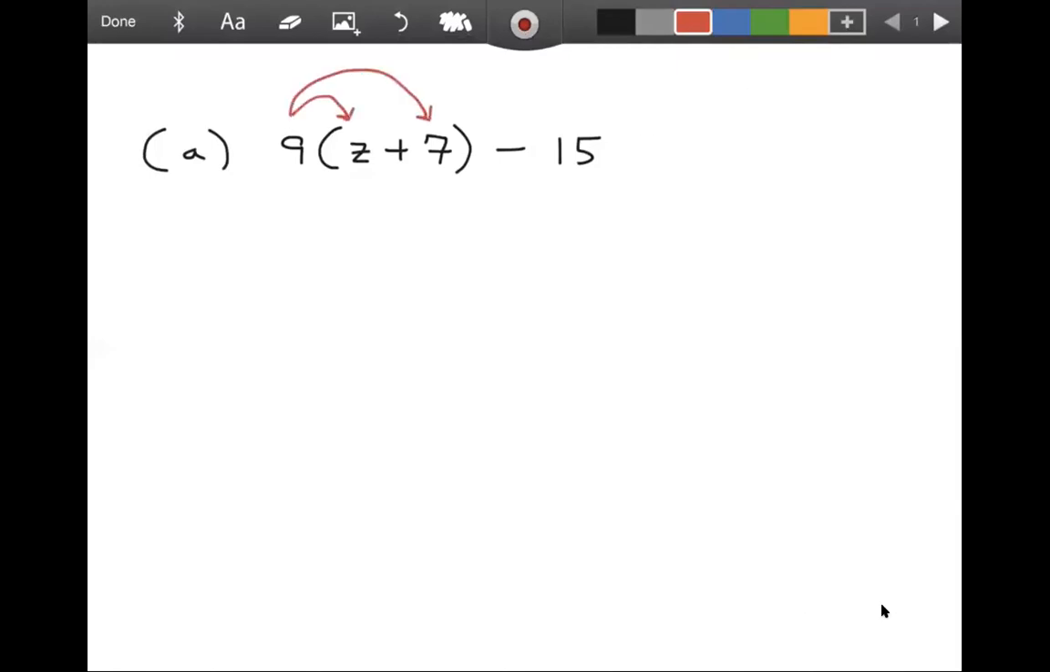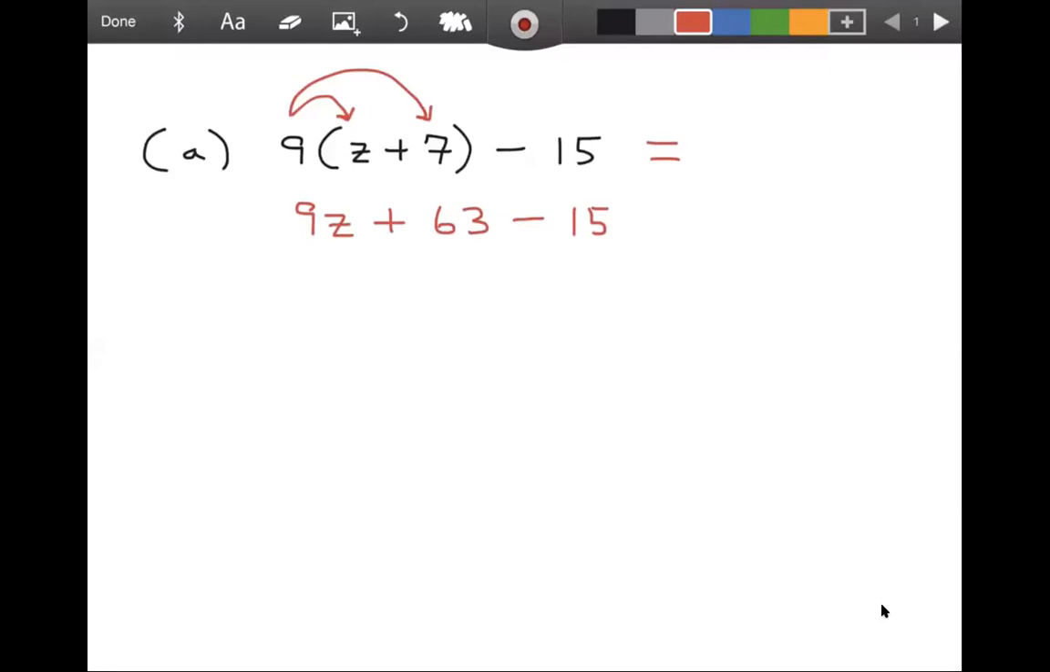Okay, sometimes it's called the distributive property of multiplication over addition. And it says that you can multiply each term, in this case, by 9. So this would be 9 times z, which is 9z, plus 9 times 7, which is 63. And then the minus 15 is going to stay as a minus 15 because that is not part of the expression that's getting the 9 distributed onto it, right? The parentheses are closed off before the minus 15.